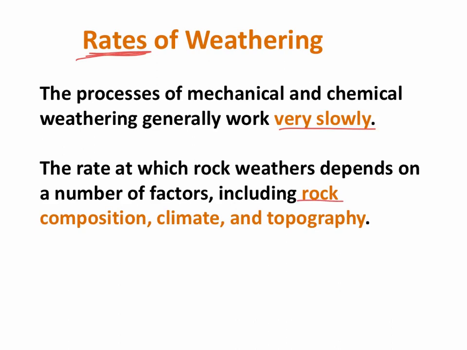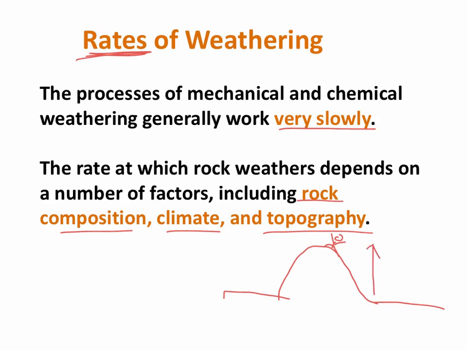So what the rock is made from, rock composition, climate, and topography. Topography means, as we'll get to in a second, the elevation of land. A mountainside is different from a hill, from a plain, from a flat area. When we increase elevation, some things change about the weather, like air pressure, and that is going to affect the rate of weathering.